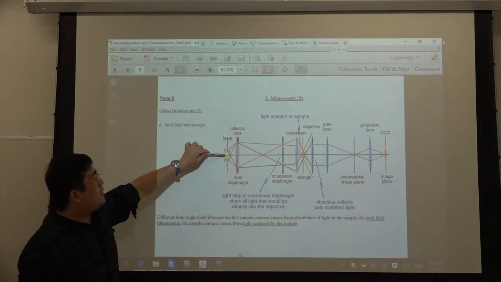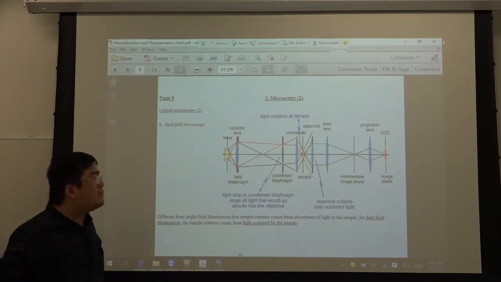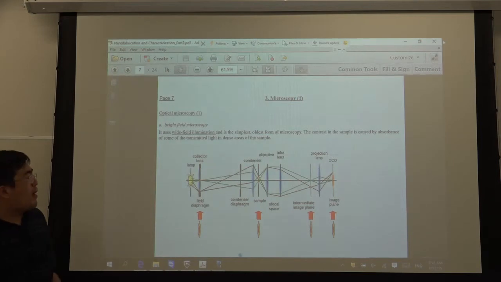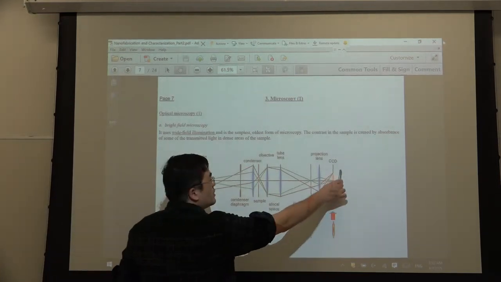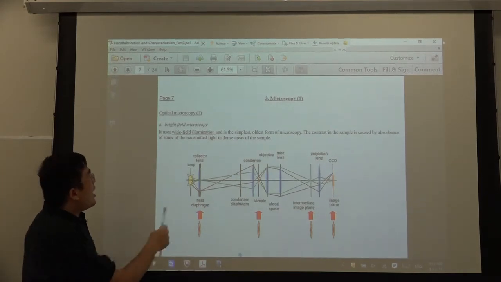Incident waves from this point are just blocked. So you call it the dark field. For the bright field, we get a total field. We get an incident field plus a scatter field. Okay, so it's a contrast.